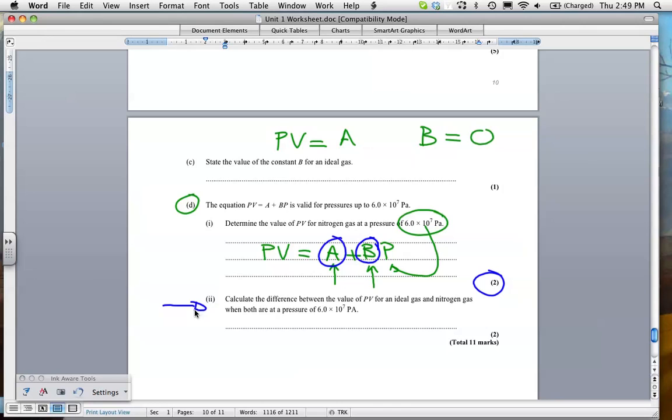This one we will leave for the moment. We'll come back to that sort of problem later on.